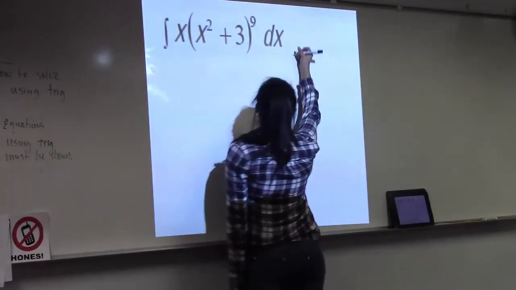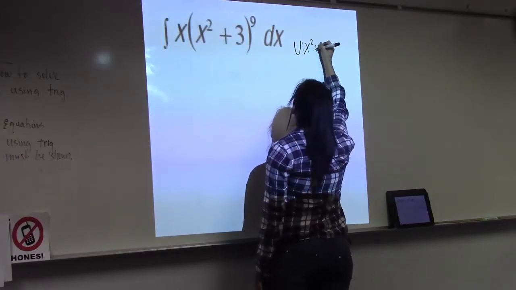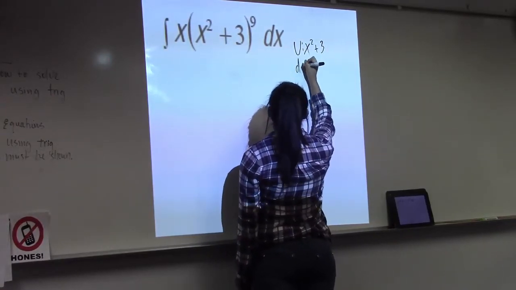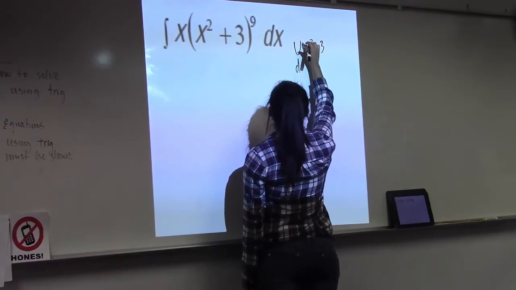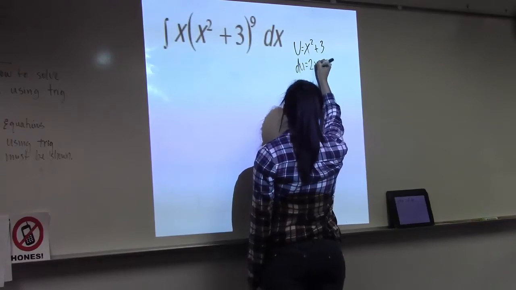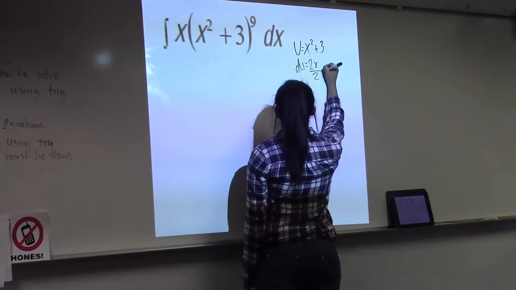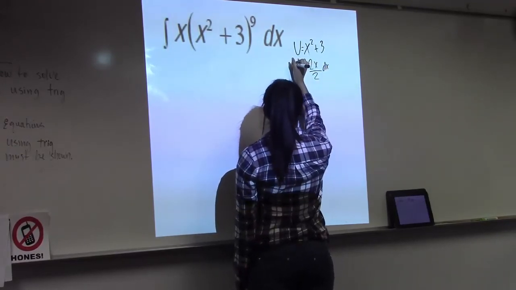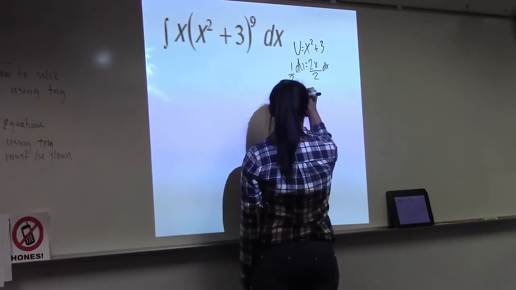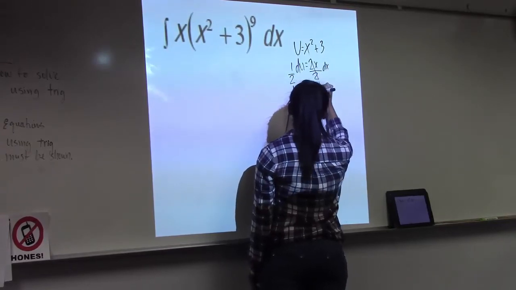So I'm going to use the x squared plus 3. And then du is 2x, but I need x myself. So divide 2. And then I have 1 half du equals x dx.